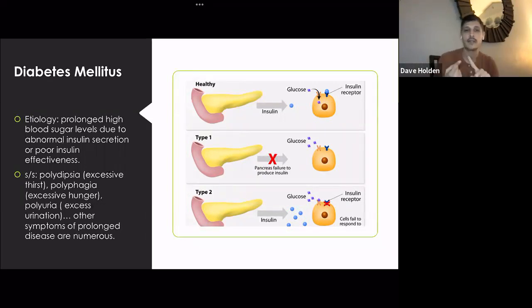Signs and symptoms include polydipsia, this is excessive thirst, and polyphagia, this is excessive hunger, polyuria, excess urination. Other symptoms of prolonged disease are numerous, so as it goes on, there's a lot more, but these are the ones that usually start getting you in the beginning.